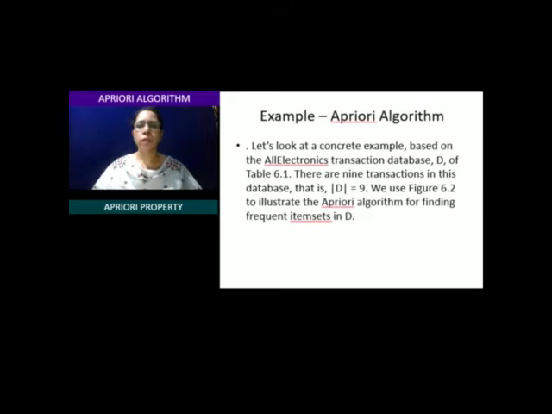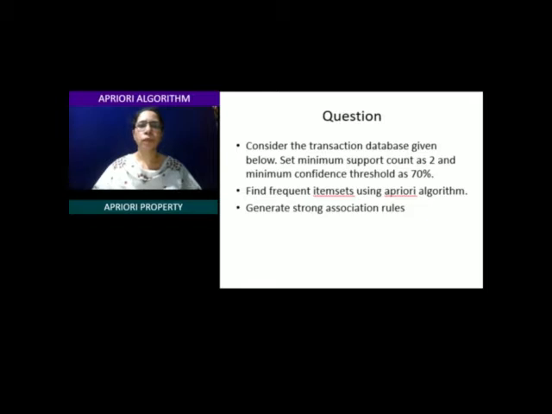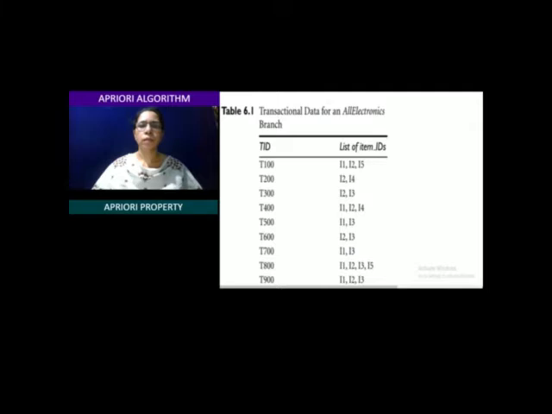Now we will see one numerical example in which this property can be applied. We are given a transaction database. Minimum support is given as 2 and minimum confidence threshold as 70%. Find frequent item sets using the a priori algorithm. Generate strong association rules. This is the transaction database. There are 9 transactions in the database.